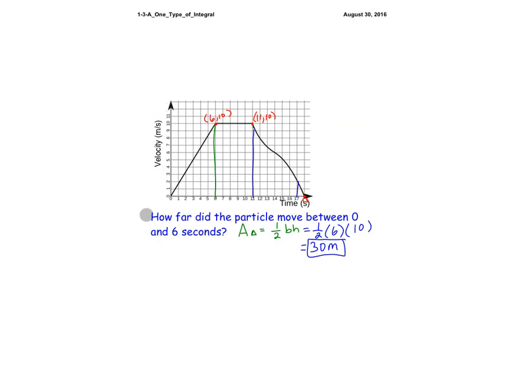Okay, so how far did the particle move between 0 and 6 seconds? So I am interested between here all the way to right there. As I mentioned before, if this is a velocity versus time graph, then you can find out what the distance traveled is by finding the integral or the area underneath the curve, which resembles a triangle. So the area for a triangle is 1/2 base times height. You plug in the numbers, and boom, you got your answer. So between 0 and 6 seconds, he traveled 30 meters.